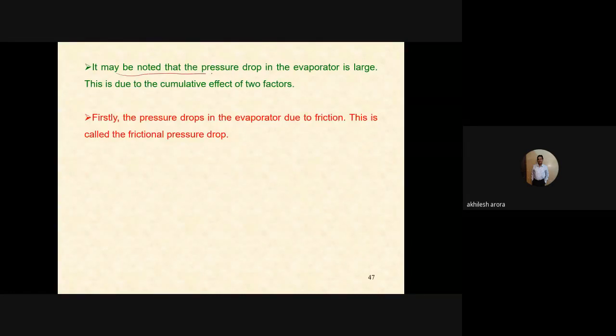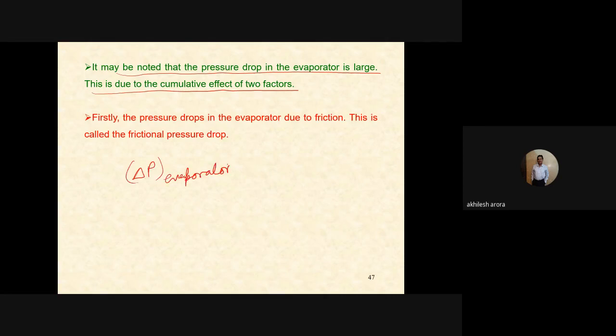It may be noted that the pressure drop in the evaporator is large. This is due to the cumulative effect of two factors. Now, what are these two factors? Delta P in the evaporator is greater than delta P in the condenser. That is important to note down. The pressure drop in the evaporator is due to friction. This is called frictional pressure drop.